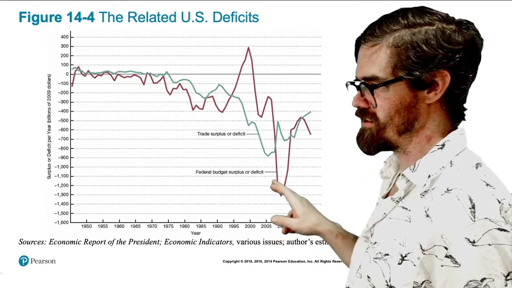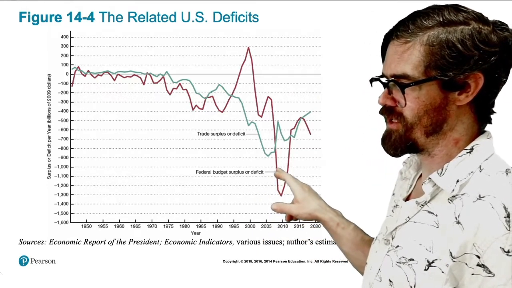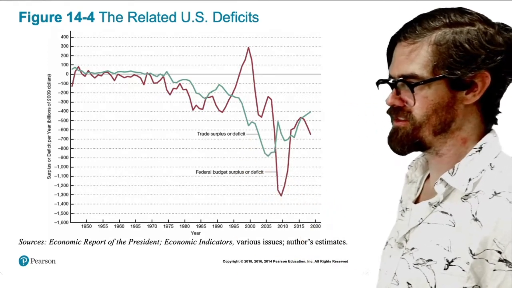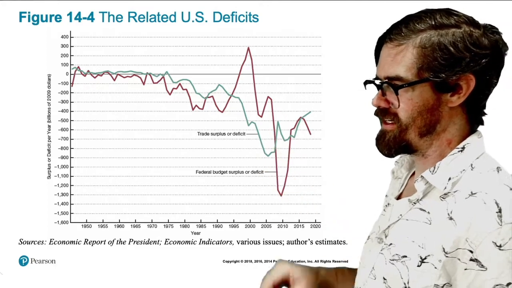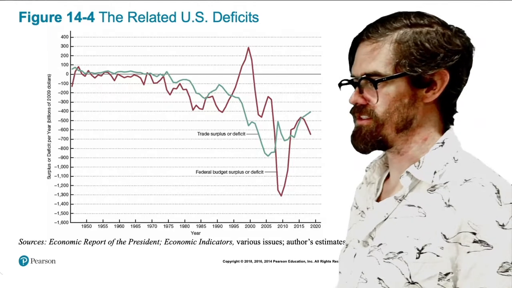Let's see here. This is the budget surplus or deficit. So the red line is the budget surplus or deficit. The green line is the trade surplus or deficit. So we can see that they definitely are correlated. Now, whether or not one causes the other is a different question.